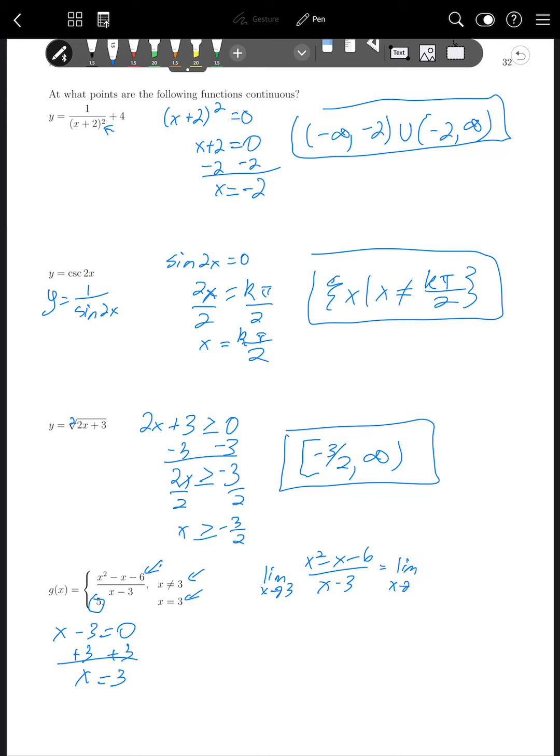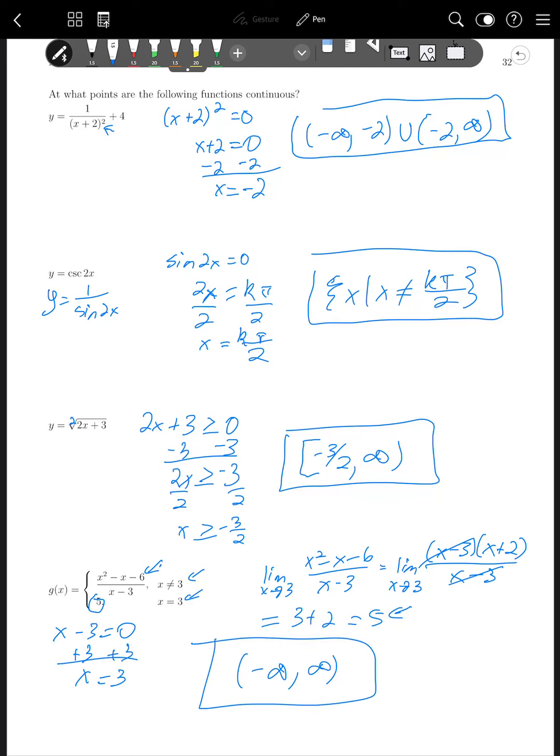So the limit as x approaches 3, and then we factor the top. So two numbers that multiply to get negative 6 and add to get negative 1 are x minus 3 and x plus 2. And we can cancel the x minus 3's, and now we can just plug in 3 for x. So this limit will equal 3 plus 2, which is 5. And so now the limit is equal to the function value, so this is continuous everywhere. There is nowhere that this is discontinuous. By adding this piece that when x equals 3, the function is 5, they fixed where this would have been discontinuous.